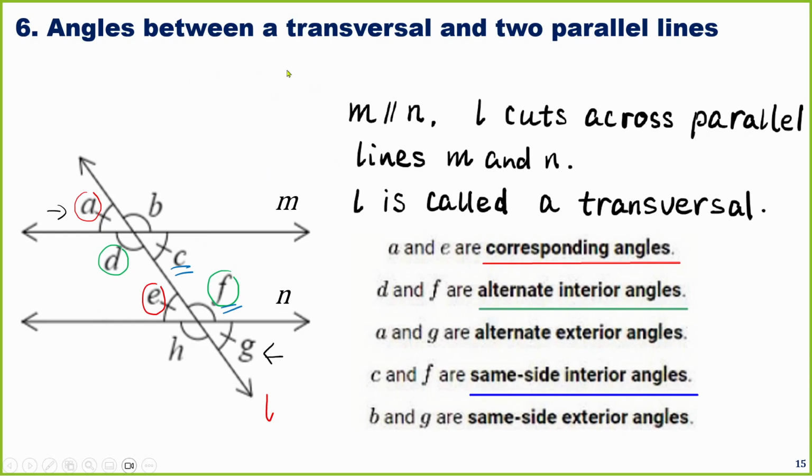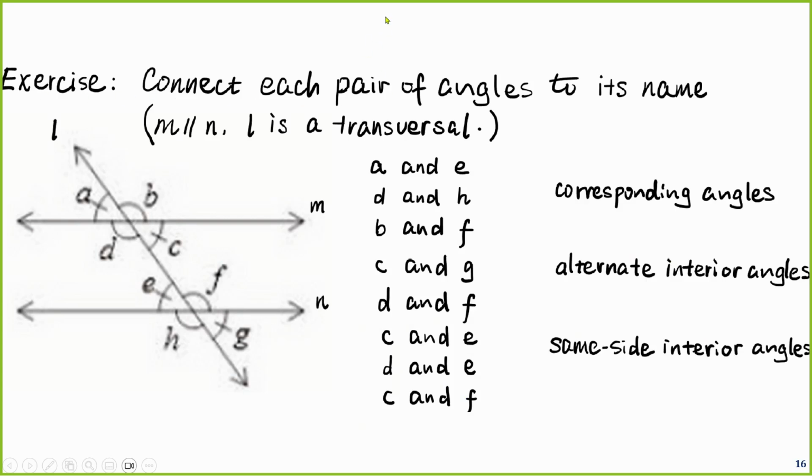All right, so let's check your understanding. Suppose we have a pair of parallel lines, M and N, and L is a transversal. Which angles are called corresponding angles? Which pair of angles are called alternate interior angles? Which pairs of angles are called same side interior angles? So use lines to connect the angles with their corresponding names. Okay, I'll give you 1 minute to think about that, and we'll have a look at the solution together.